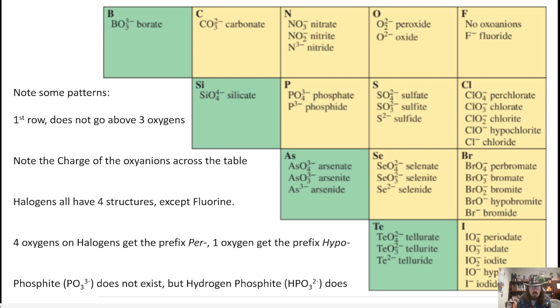So, what things can we take away? One, row 1 does not go above 3 oxygens. But we see the charge is going down from 3 to 2 to 1. Why does it not allow more than 3 oxygens? It has to do with, one, the generalized size of the atoms.